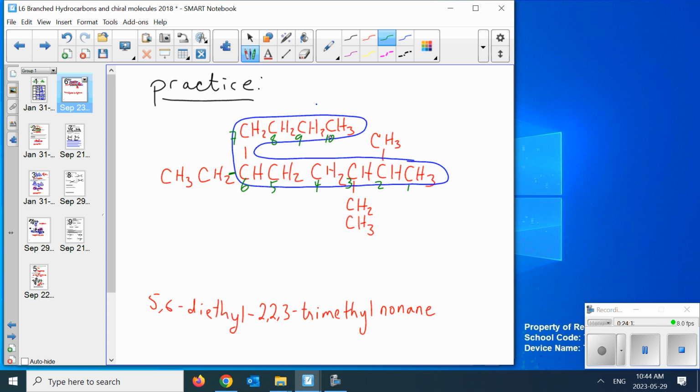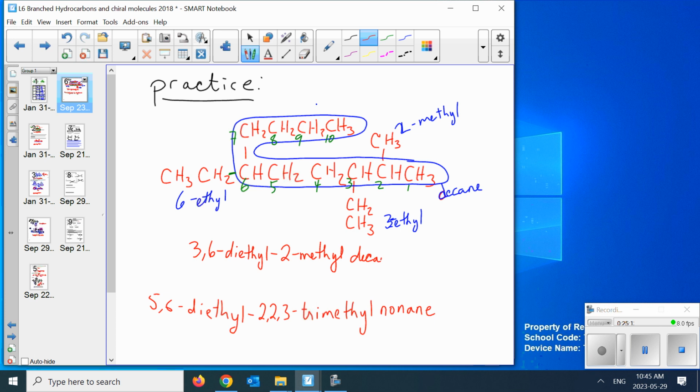1, 2, 3, 4, 5, 6, 7, 8, 9, 10. So it's a decane chain. And then we have, let's go left to right on this. We have 2, I should have put 2 methyl group. We have a 3 ethyl group here, and then another ethyl group, 6. We're going to put that all in here. E before M, so I'm going to say 3,6-diethyl-2-methyldecane. That's the name I'm going to use.